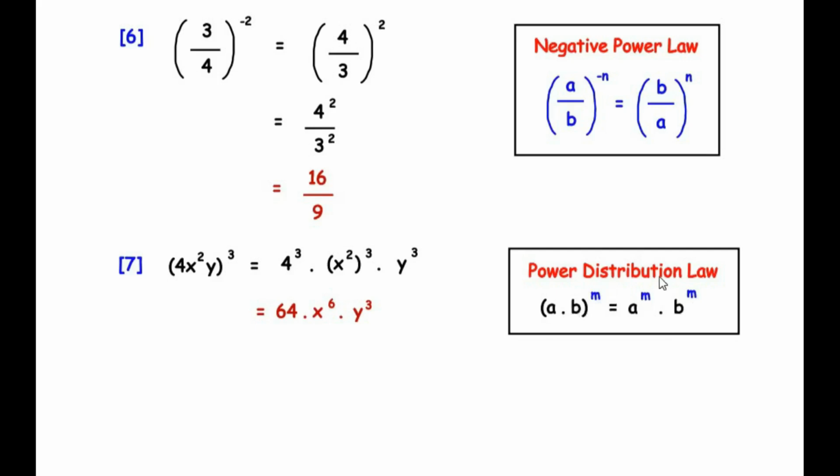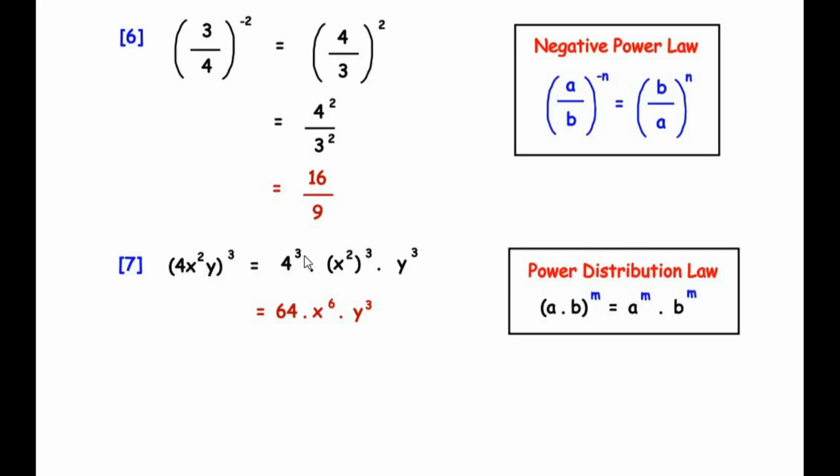Now this power distribution happens in the case of division as well. So this law I have used it over here where the power 2 got distributed to the numerator term as well as denominator. So the power distribution law applies to the multiplication of bases or division of bases. So here we have considered an example, that is 4 times x square times y whole thing raised to the power of 3. So this power 3 gets distributed to the base 4, to the base x square and to the base y.